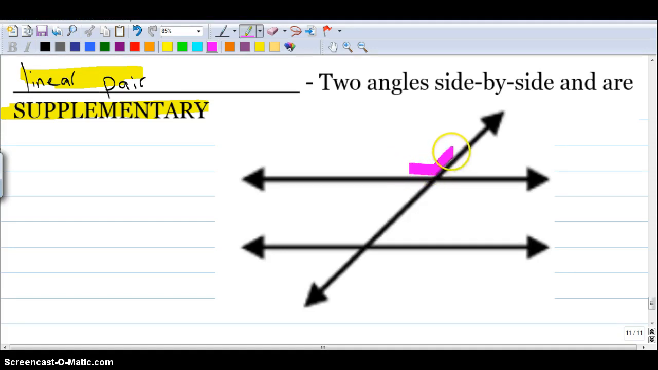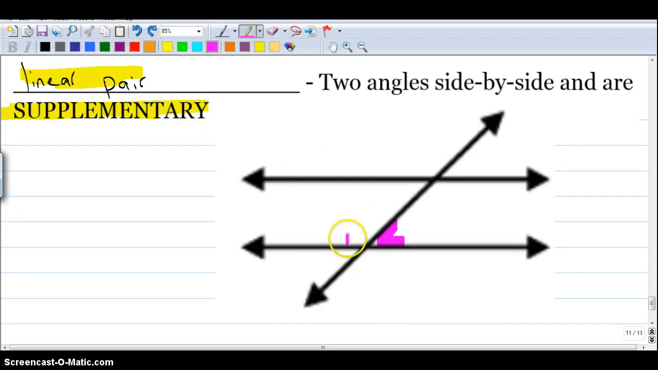So this angle right here is side by side with this angle here. These angles are a linear pair. They equal 180 degrees when you add them together. Or the angle right there and the bottom angle. These angles are a linear pair. They equal 180 degrees. If you don't like either one of those, you can say this angle here and this angle here. They're side by side. They equal 180 degrees.